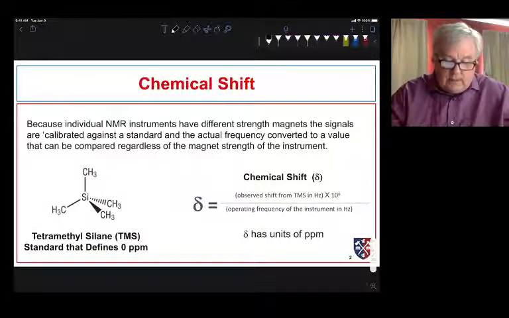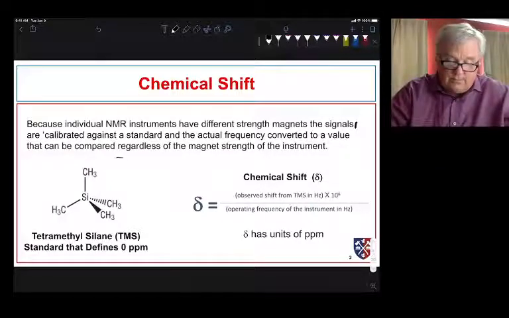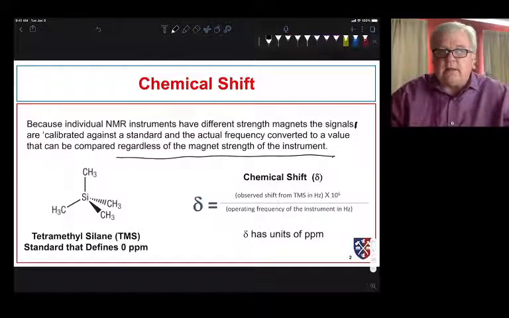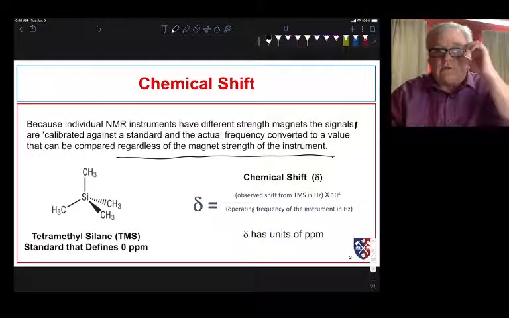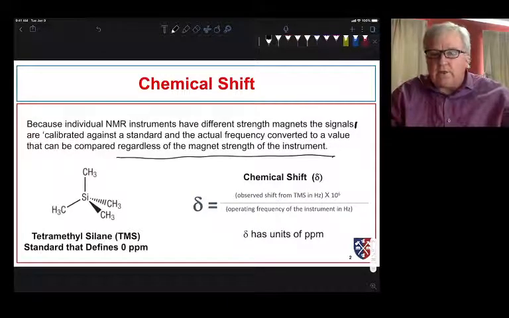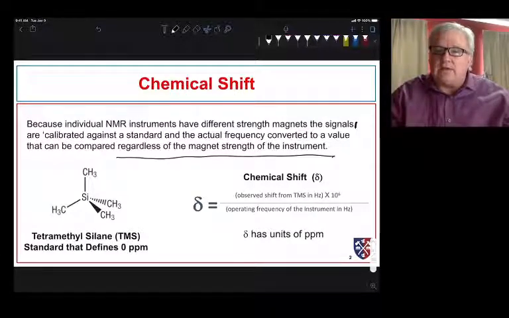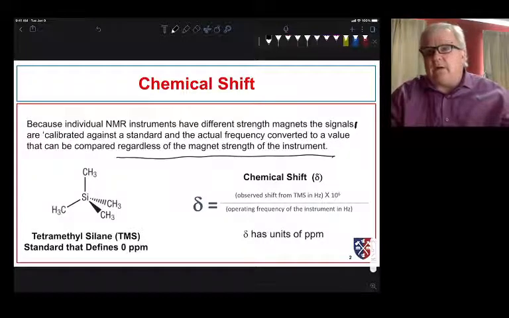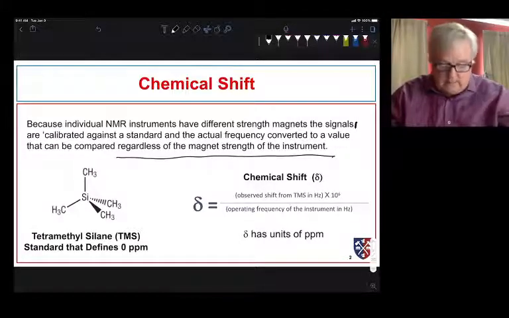So individual NMR instruments have different strength magnets and are calibrated against the standard, and the actual frequency is converted to a value that can be compared regardless of the magnet strength. What that's really telling us is that if we have different magnet strengths, that's going to change the energy levels, right? So if we do an experiment with a strong magnet versus an experiment with a somewhat less strong magnet, the frequency that we'd be monitoring would be different. And it would get very confusing to be looking at these things. So we want something that's independent of the magnet strength or the radio frequency at which the protons are emitting.